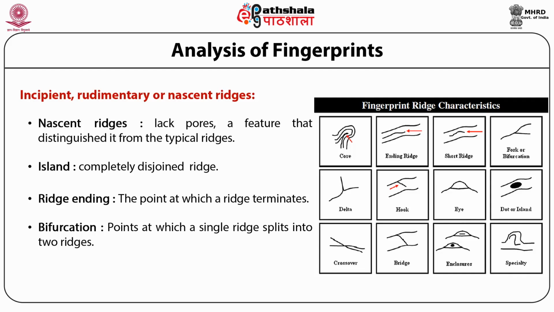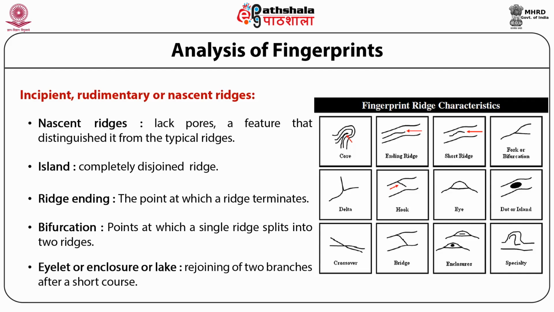Bifurcation is based on the consideration of one ridge branching rather than two ridges joining. If the two ridges were considered as coursing from the opposite direction, they are described as fusing instead of bifurcation. Eyelet, enclosure or island: it may be described as the rejoining of two branches after a short course.